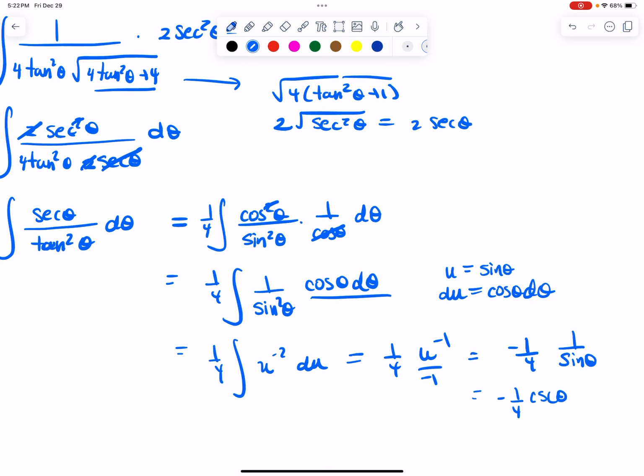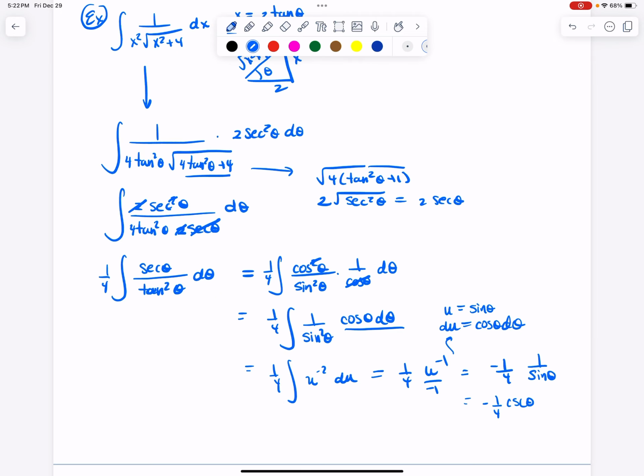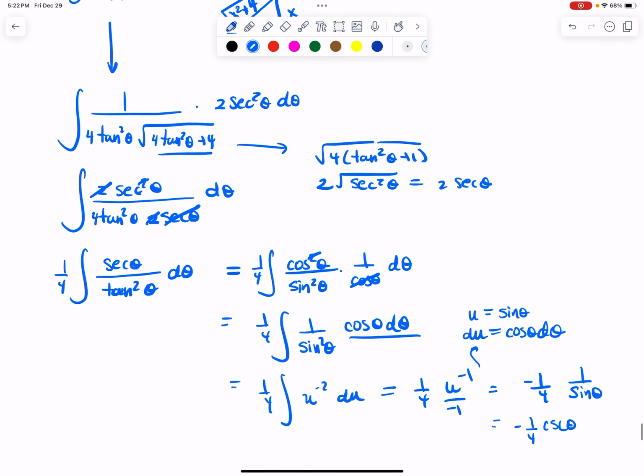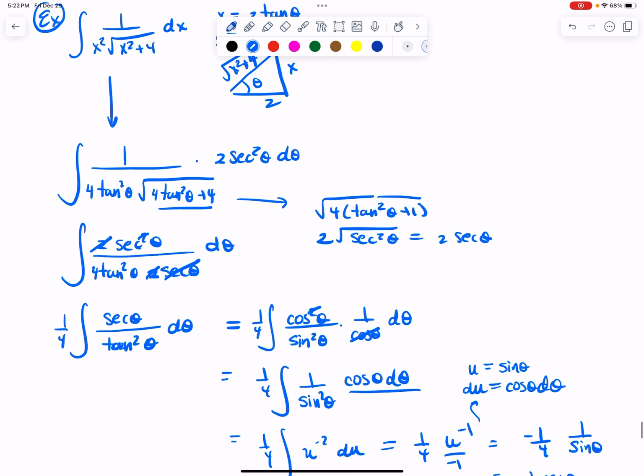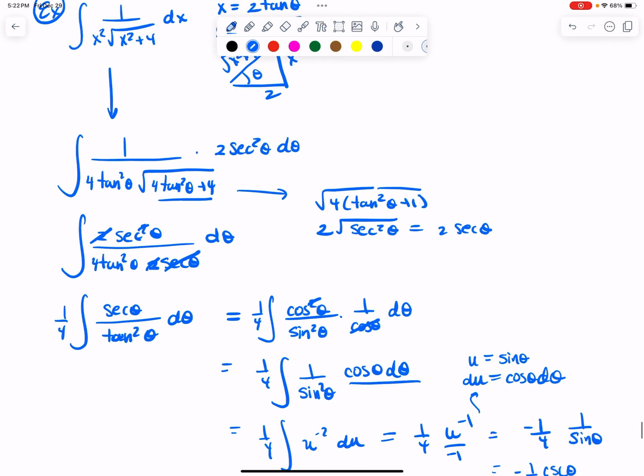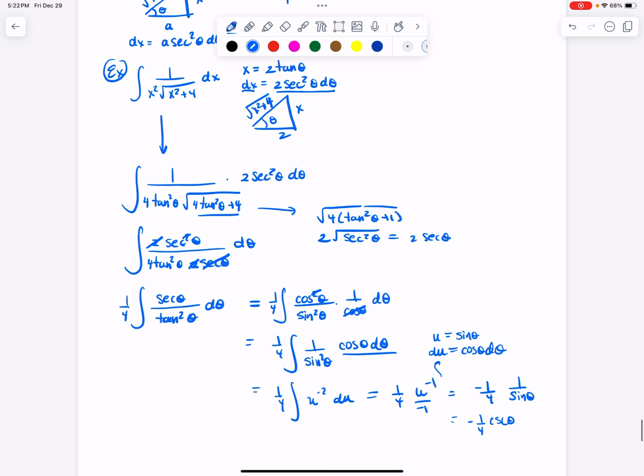But so we went from u back to theta, but now we need to go from theta back to x. And so we go to our triangle. Cosecant is going to be hypotenuse over opposite. So this should be negative square root of x squared plus 4 over 4x plus c. And that's it. Go practice.